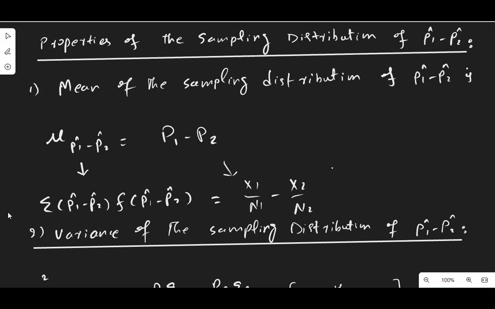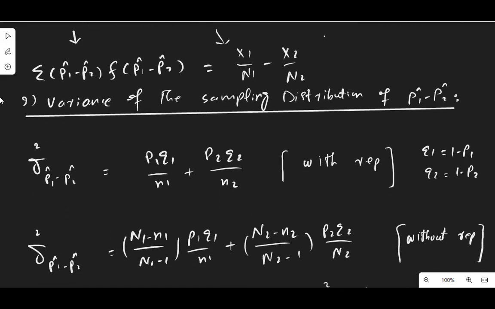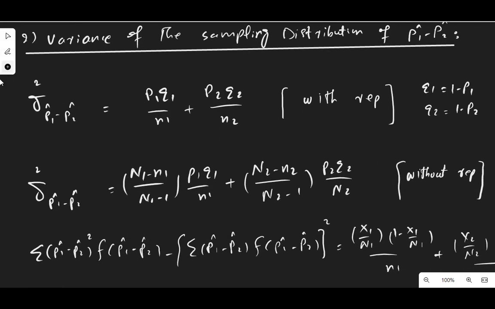The second property is the variance of the sampling distribution for the difference between two sample proportions, denoted by sigma square of P1 hat minus P2 hat, and it is equal to P1 Q1 divided by N1 plus P2 Q2 divided by N2. This is for an infinite population, or you can call it sampling with replacement, where Q1 is equal to 1 minus P1 and Q2 is equal to 1 minus P2.